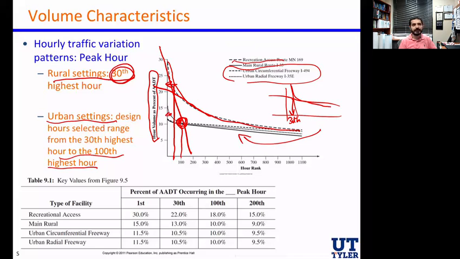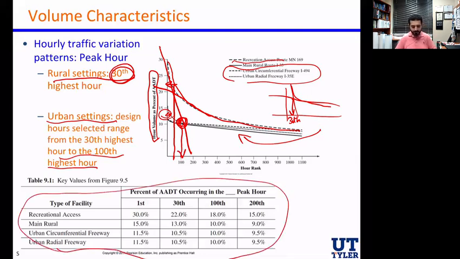We're going to have a very conservative design that we may not even be able to do in an urban setting, because that may trigger needing like 8 lanes per direction for every urban interstate, and that doesn't happen. Yet we tend to see it's around the 100th hour, and even this table would show you the percentage of the average annual daily traffic occurring in the first peak hour, or the 30th peak hour, or the 100th.